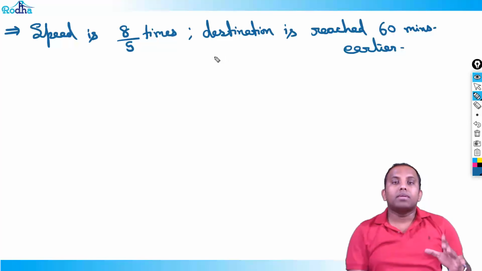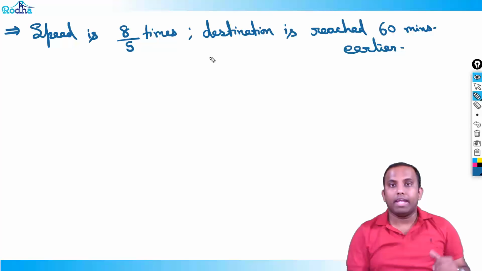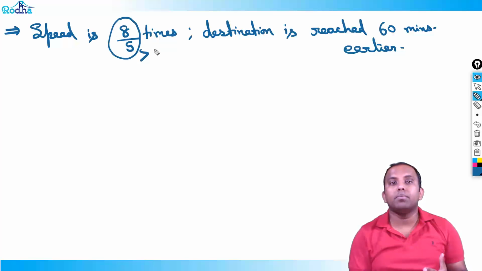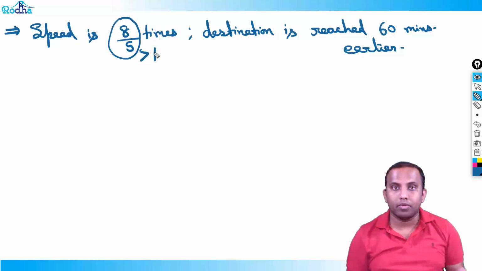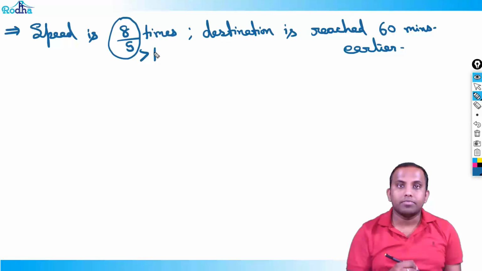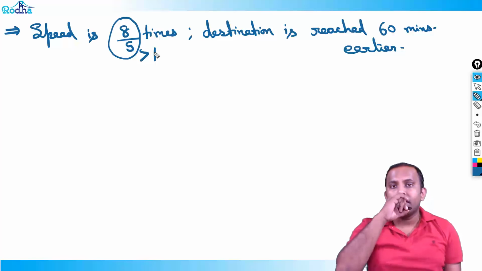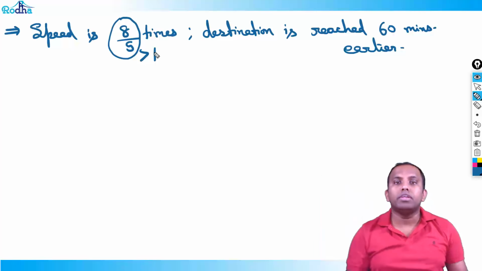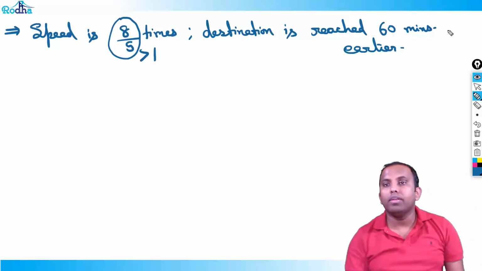Obviously, when speed has become 8 by 5 times of itself, that means this quantity is more than 1. If this quantity is more than 1, that means speed has increased from original. Destination is reached 60 minutes earlier. Obviously, when speed is more than normal, we will reach the destination early, when distance is constant.